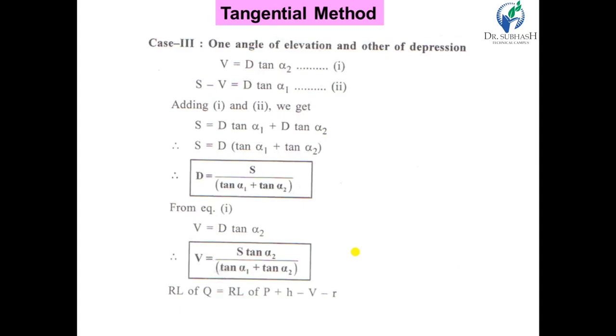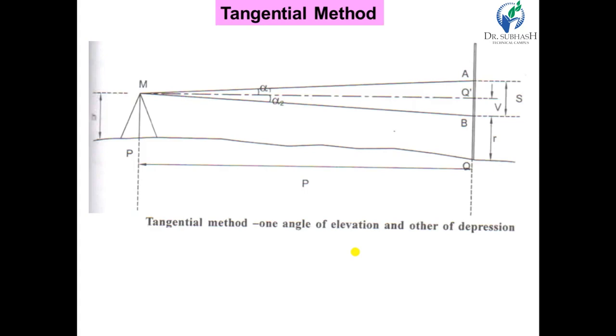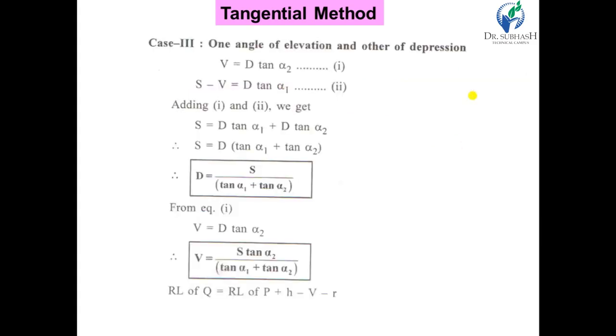Now we have to add 1 and 2 because we have to cover the whole region from A to B. In the past cases, we had to subtract one region from another. So we add the first equation to the second, and we get the equation S is equal to D tan alpha 1 plus D tan alpha 2.